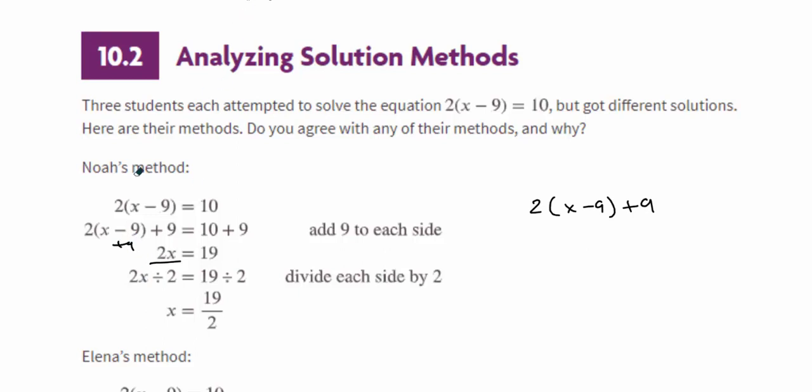And that's a common mistake. That's a common thing you're going to see. So we can see that when he did this step here, this adding 9 to both sides, since this was in the parentheses, you can't do that.